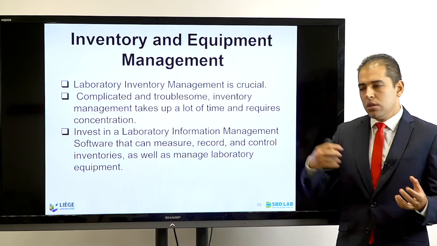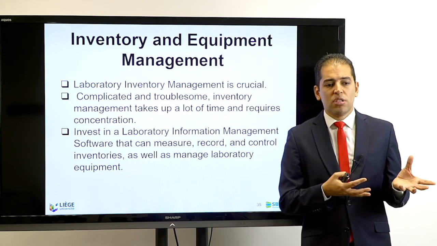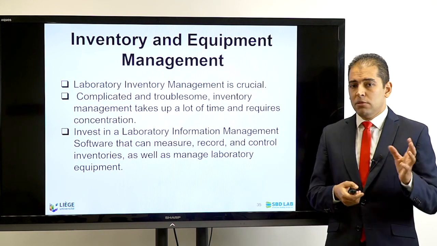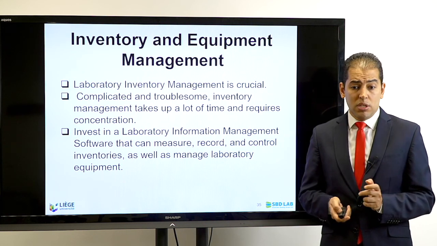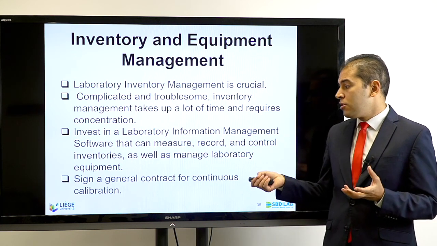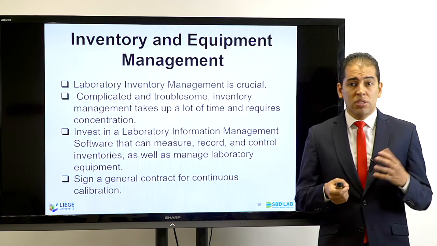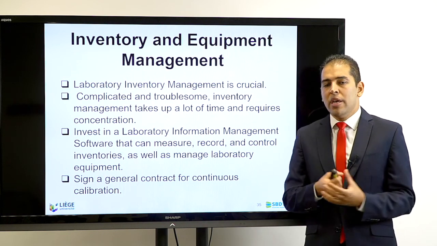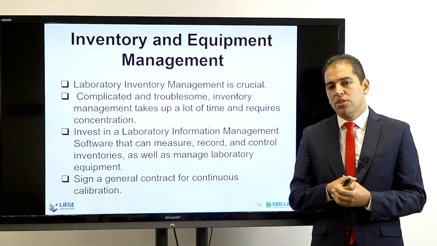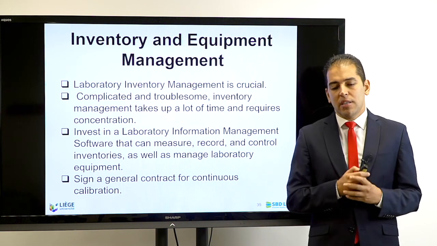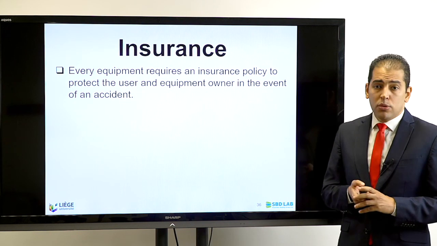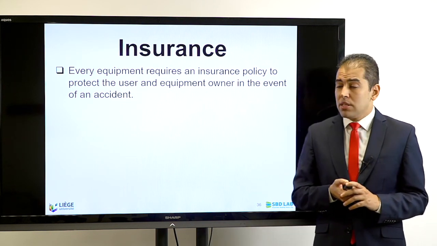This will be a win-win, so that on site you can manage the samples and you can also manage the equipment and trace them. You have the purchase date, the calibration date, and so on. So this is very important, and I recommend you sign a general contract for continuous calibration. For example, in my lab, I have all my calibration every year in June. So I send all my equipment for calibration and then I get them back. Also, something important not to forget before we finish today's presentation: insurance.